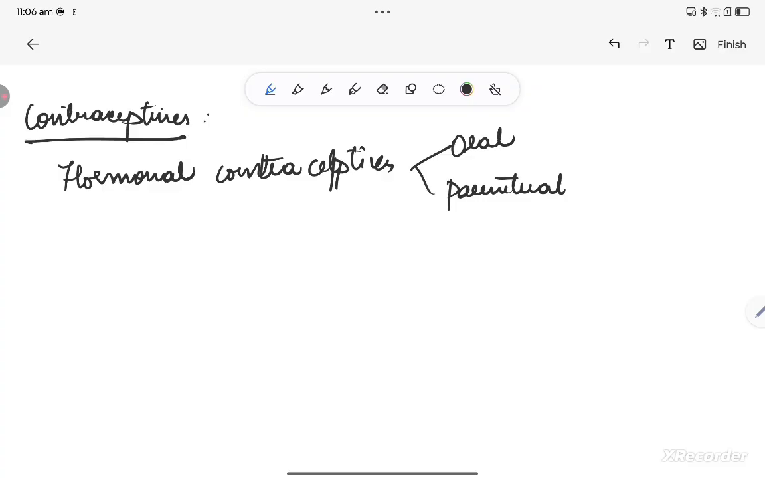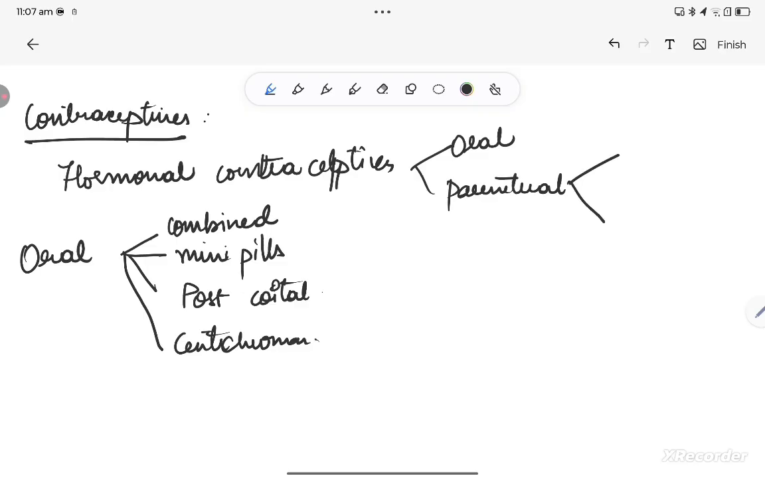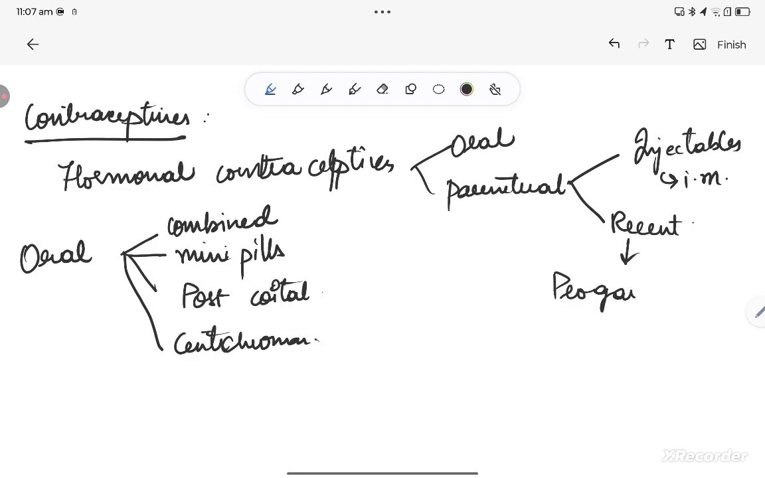With respect to oral contraceptives, they are further divided into combined pills, mini pills, or progesterone-only pills, and then your postcoital pills or emergency pills. There is a newer addition to this, Centchroman. With respect to parenteral, there are many. One such is injectables, which are primarily given intramuscular, and then there are recent advances which mainly include progesterone, which is an intrauterine insert of your progesterone, as well as subcutaneous implants.